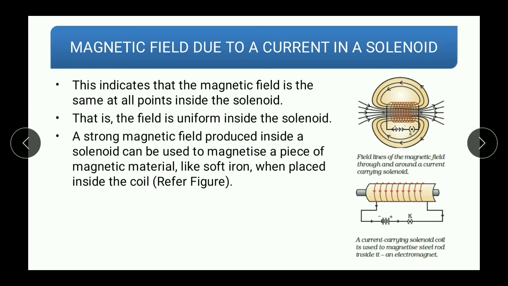A strong magnetic field produced inside a solenoid can be used to magnetize a piece of magnetic material like soft iron when placed inside a coil. So if we place soft iron inside the coil, we will be able to magnetize it. So a strong magnetic field produced inside a solenoid can be used to magnetize a piece of magnetic material.